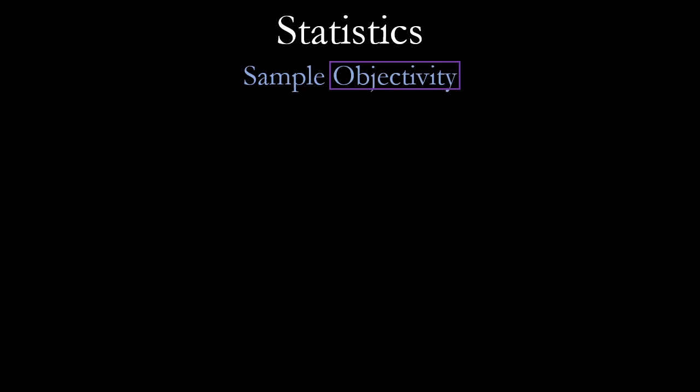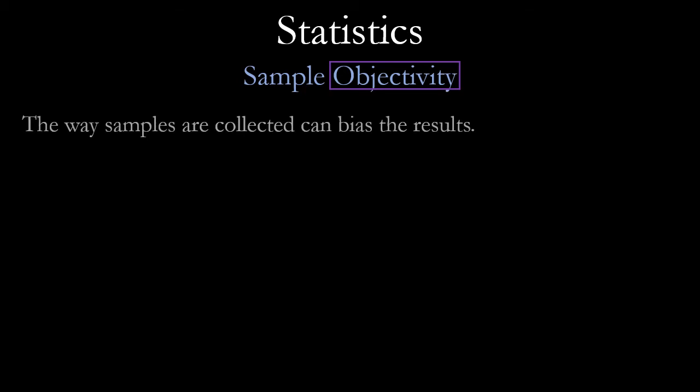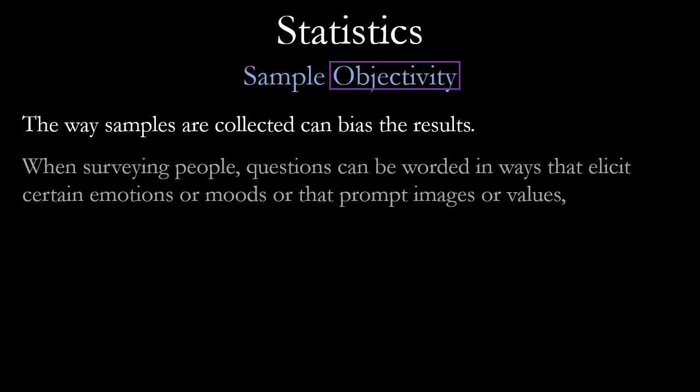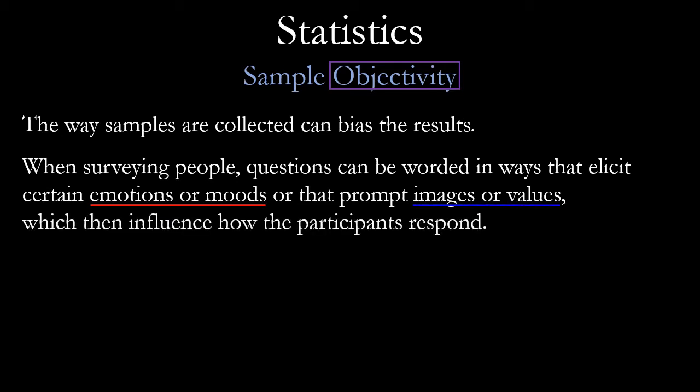Objectivity is that third quality of our sampling that we need to pay attention to. The way that samples are collected can bias the results, right? So this is the means by which we are collecting samples. We might have already decided on our randomness, and we might have already affirmed that. We might have already decided on a large sample size, but still we need to ask about how we are collecting our data. For when we're surveying people, for example, right, the questions could be worded in ways that elicit certain emotions or moods, or that prompt images or values, right, which then influence how the participants respond.